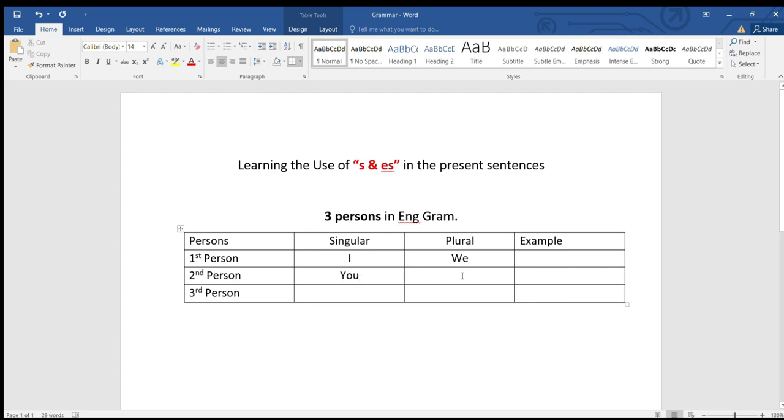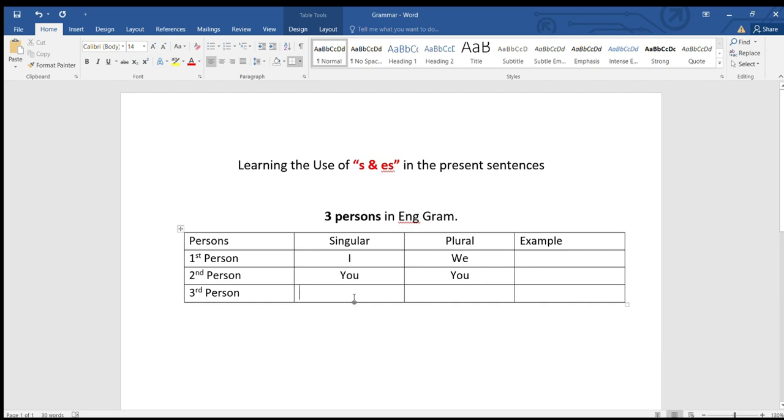But when it comes to second person plural, what are we going to use? Any guess? We are going to use you again. For example, I would say, how are you? So I'm talking to one person. But if I'm standing in front of a class and I say to my students, how are you? So I'm using you again. Okay, so you is the second person singular and you is the second person plural itself.